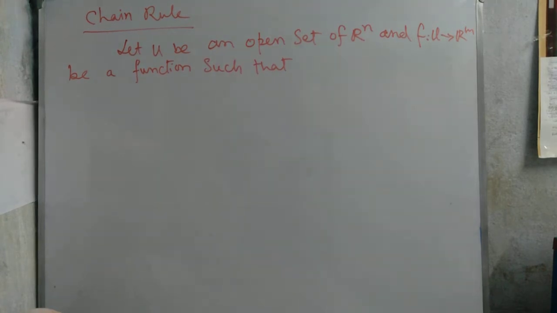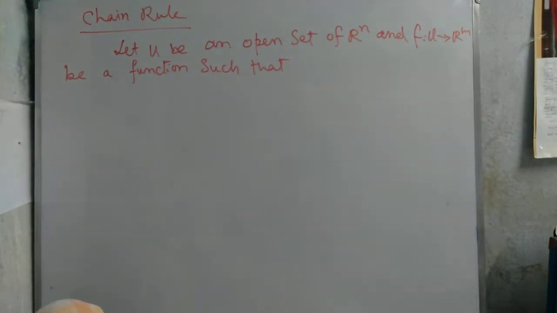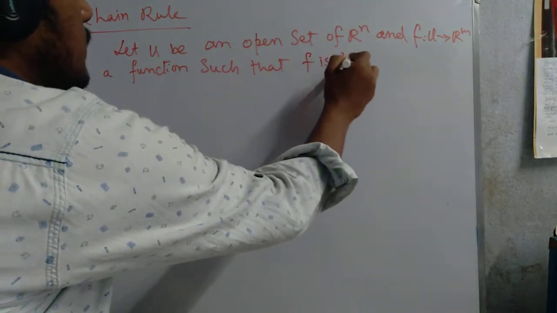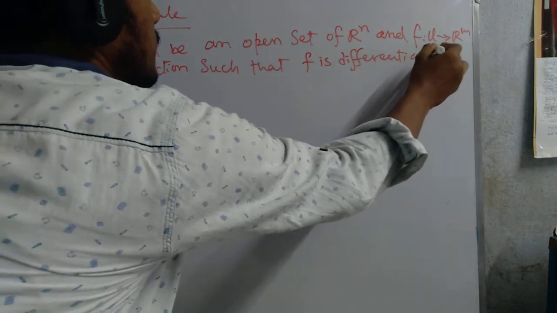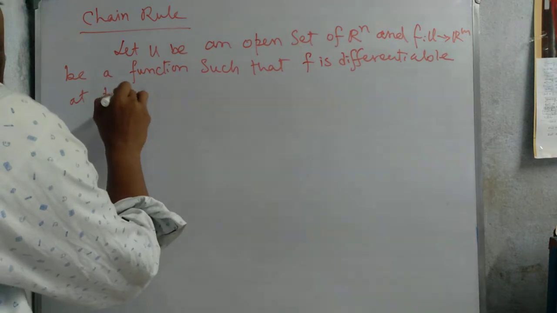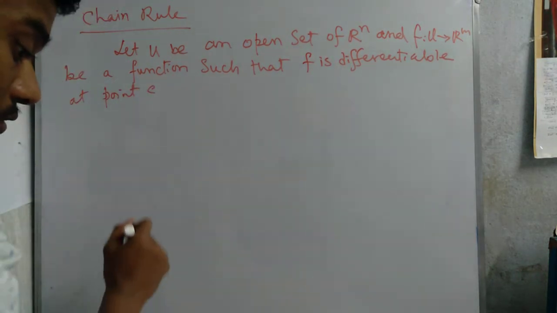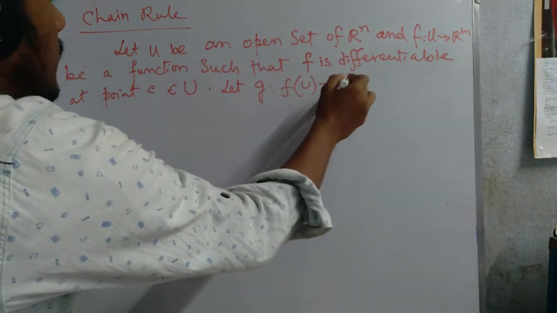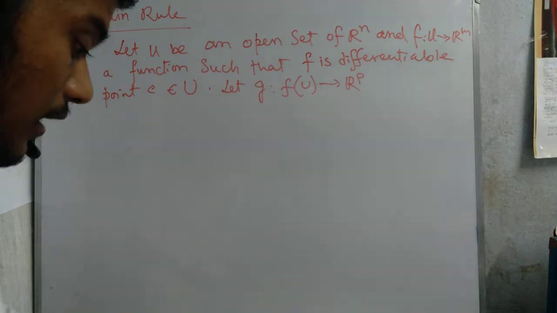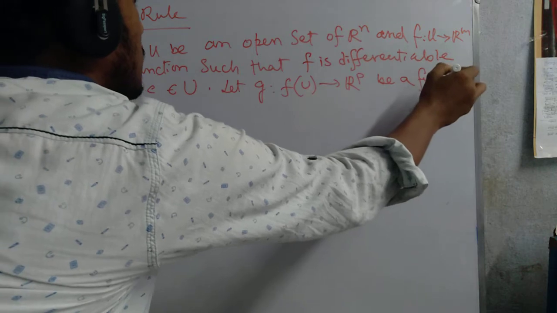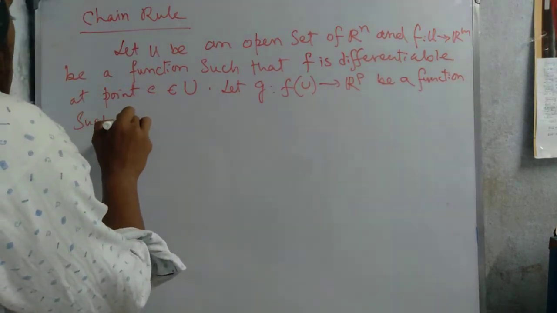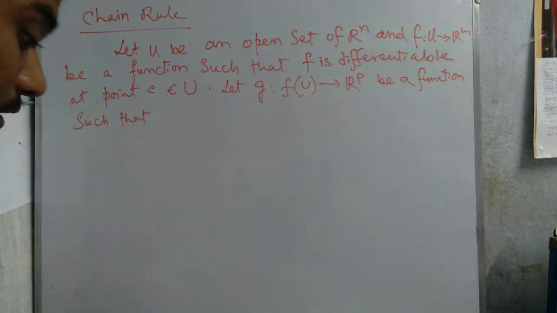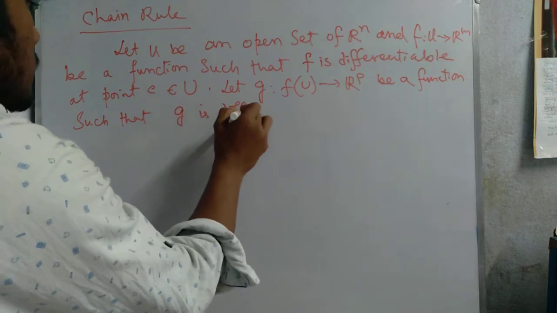Let U be an open set of R^n and f: U to R^m be a function such that f is differentiable at point c, where c belongs to U. And let g be a function into R^p such that g is differentiable at point f(c).